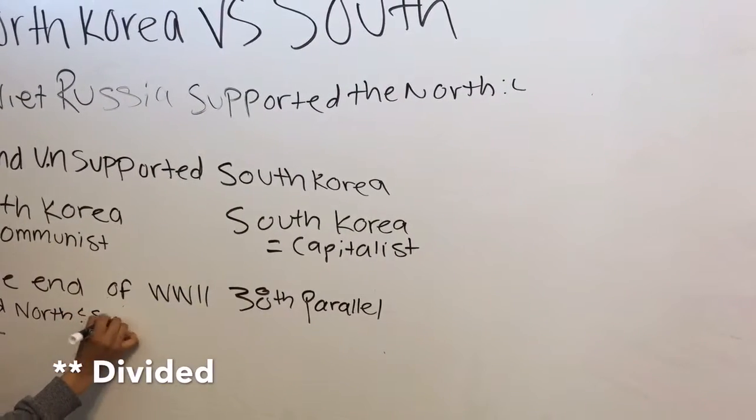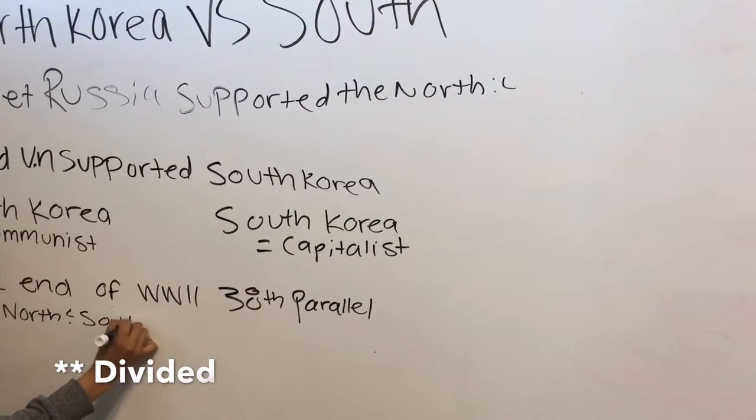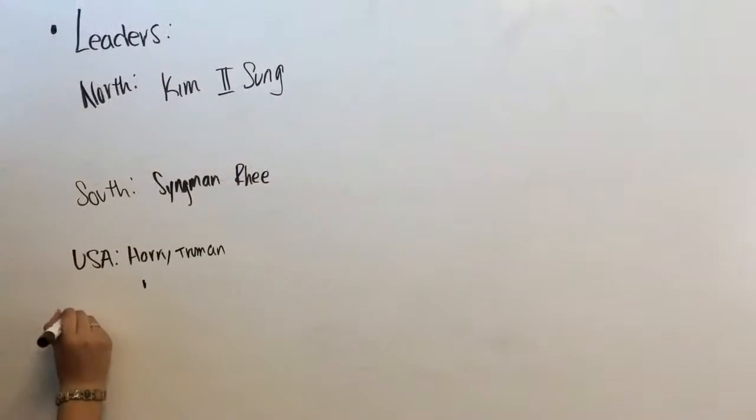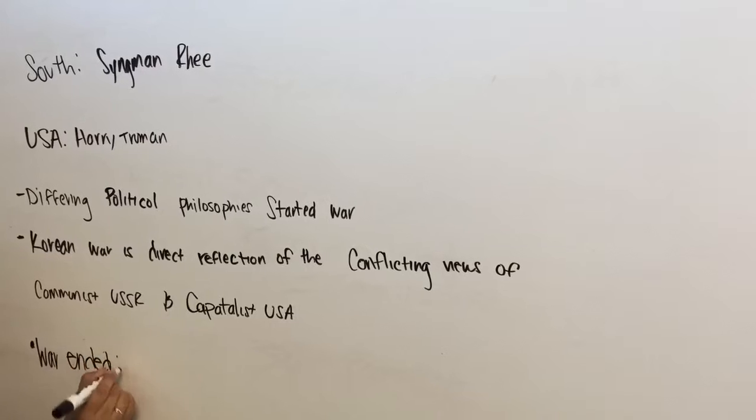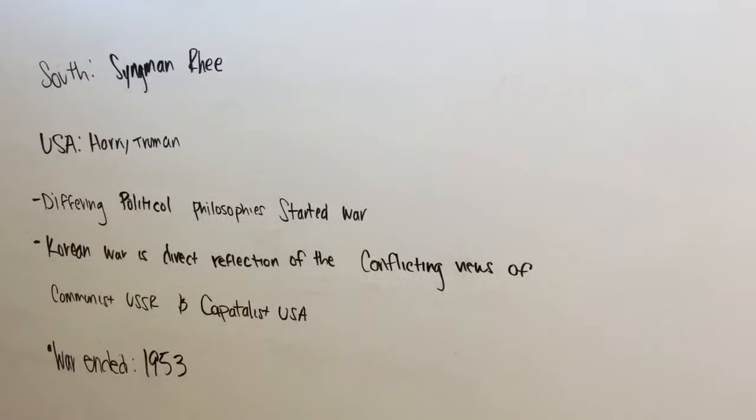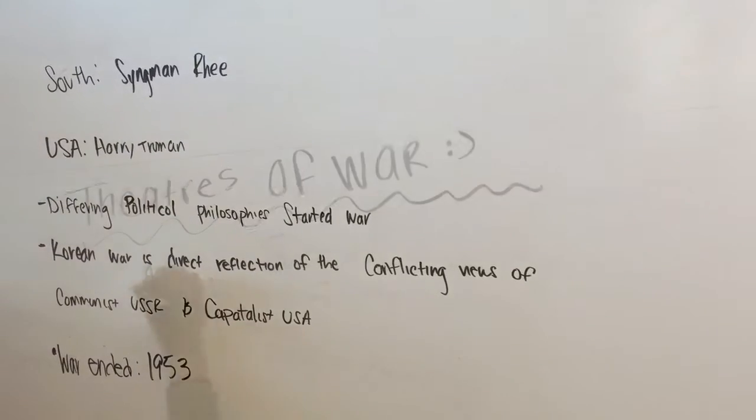Korea was divided after World War II along the 38th parallel. The leaders were Kim Il-sung of North Korea, Syngman Rhee of South Korea, and Truman of the USA. Differing political philosophies started the war. The Korean War is a direct reflection of the conflicting views of communist USSR and capitalist USA. The war ended in 1953.